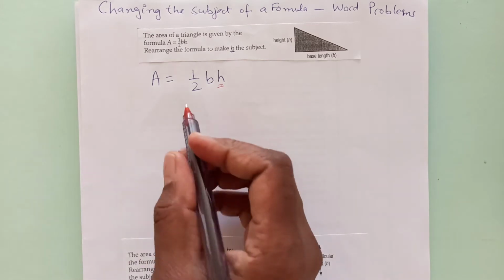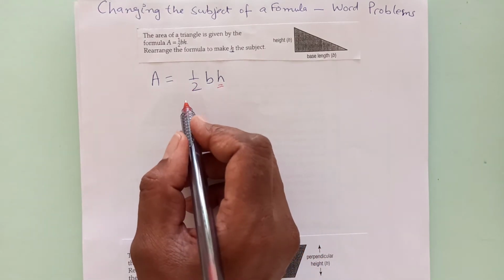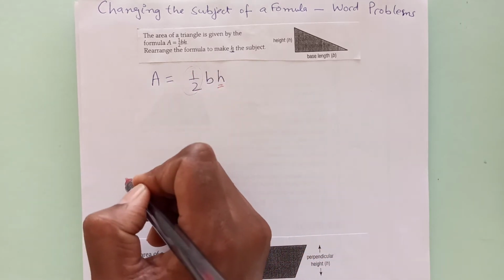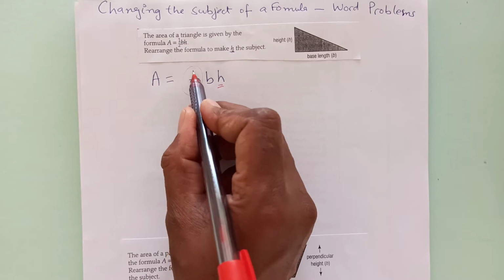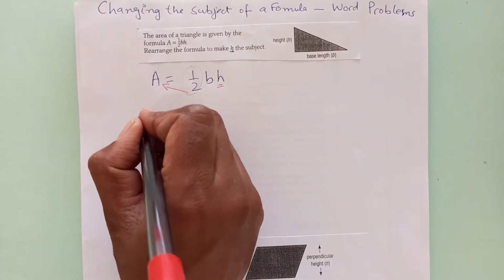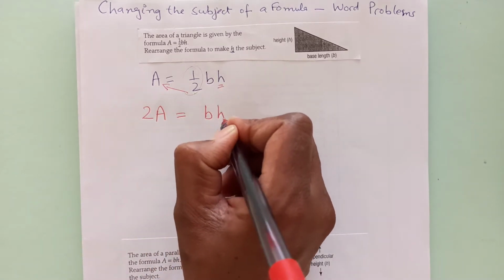So as I told you in the previous video, we are going to shift one by one the digits or letters, whatever you have, to the other side. So let's first shift this half to the other side. So this is 1 over 2, so that means this is going to multiply here. It will be 2A equals BH.